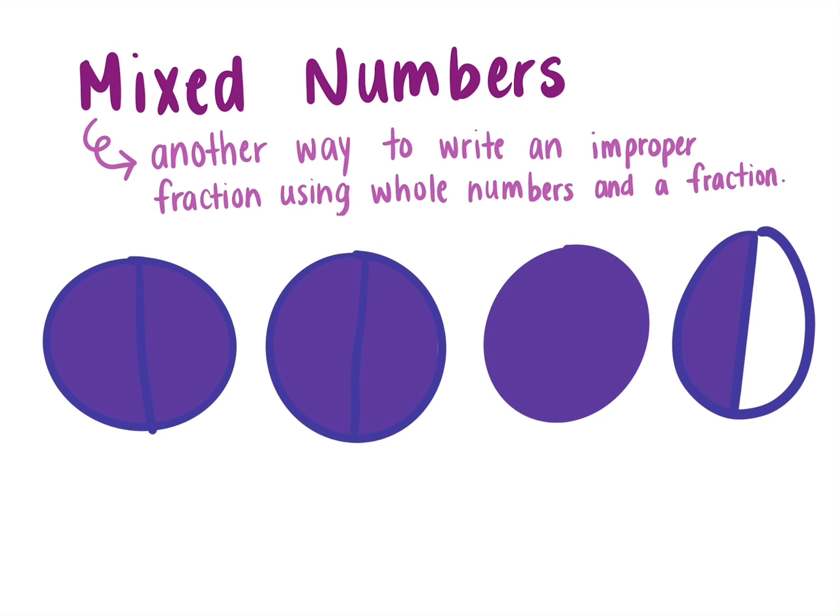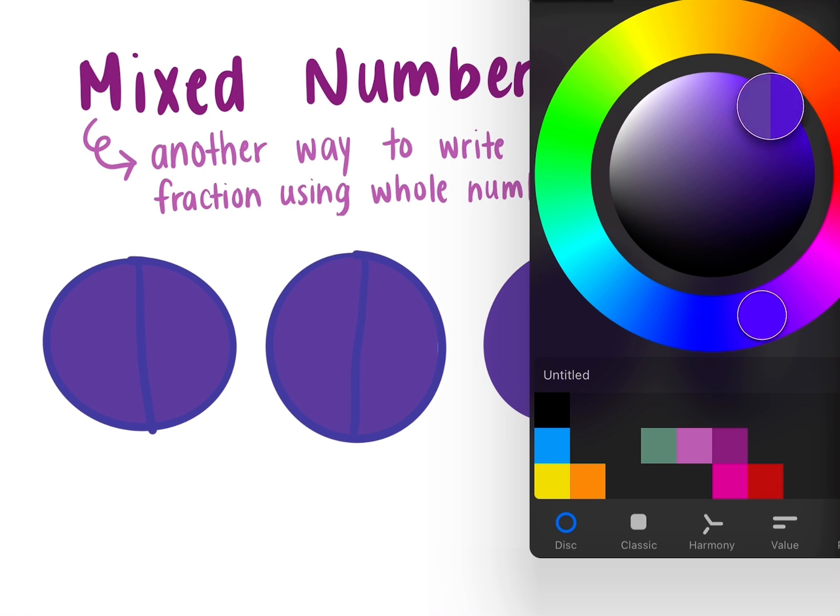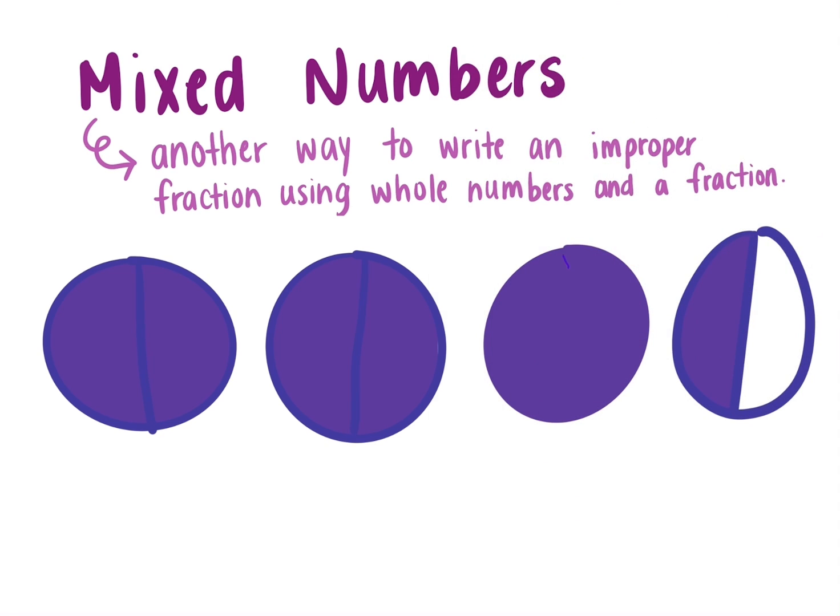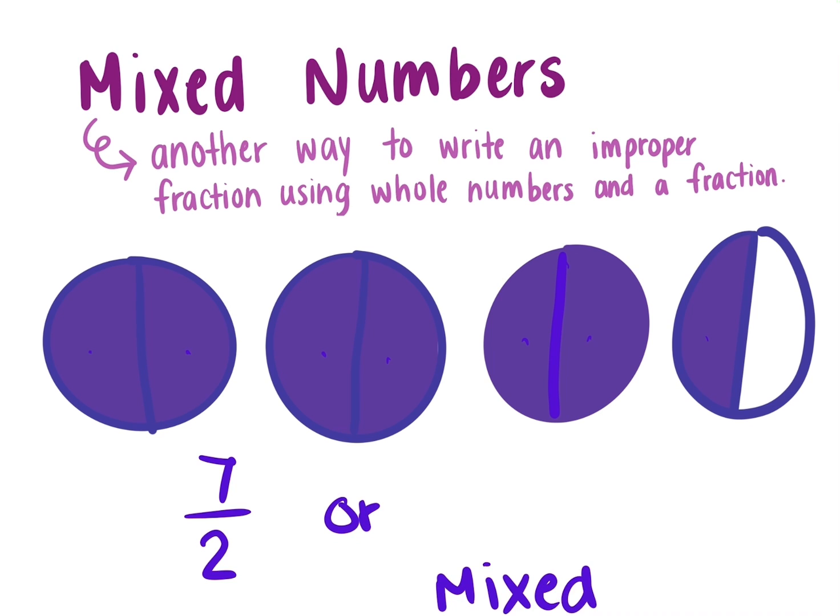Now, if I wanted to write this as an improper fraction, what I would do is I would simply count the sections that are shaded in, and that would be my numerator. So I have 1, 2, 3, 4, 5, 6, 7 sections shaded in. And all of these are divided into 2 pieces. So 2 would be our denominator. So we could write it as an improper fraction, or now we're going to write it as our mixed number.